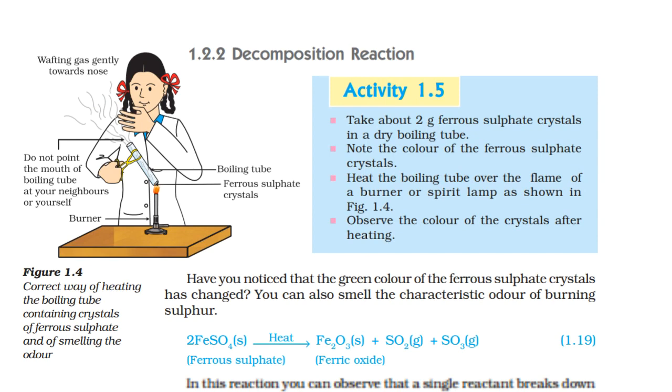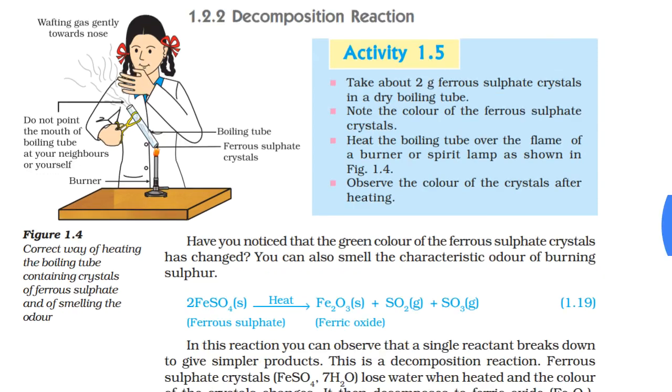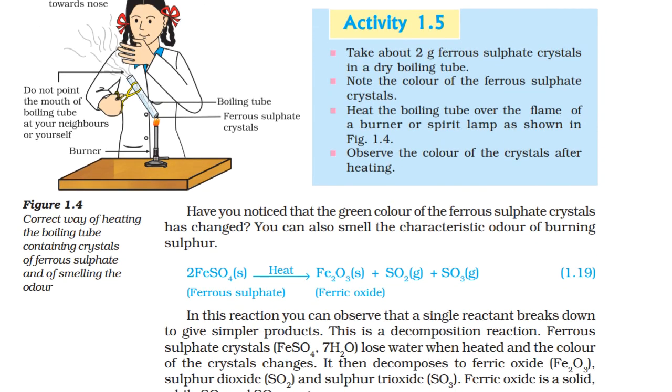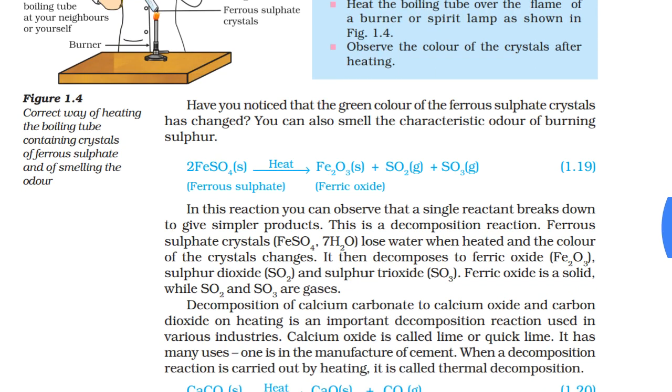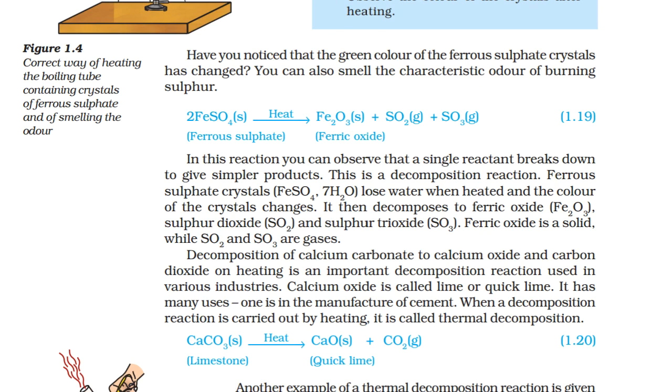Have you ever noticed that the green color of ferrous sulfate crystals has changed? You can also smell the characteristic odor of burning sulfur. In this reaction, you can observe that the single reactant breaks down to give simpler products. This is the decomposition reaction. Ferrous sulfate crystals lose water when heated and the color of crystals changes. It then decomposes to ferric oxide, sulfur dioxide and sulfur trioxide. Ferric oxide is a solid while SO2 and SO3 are gases.